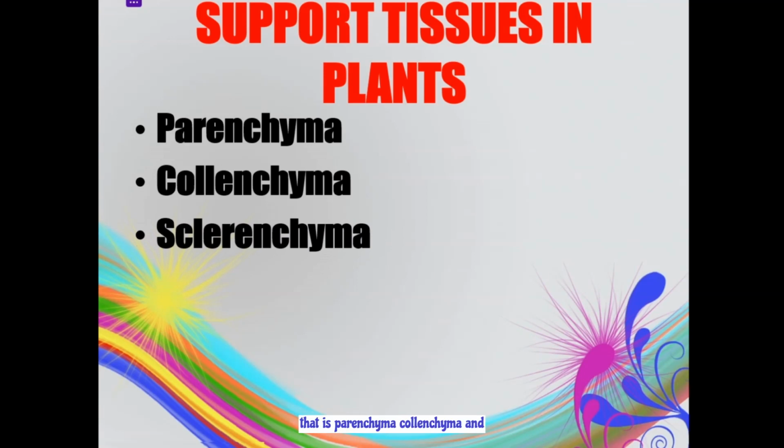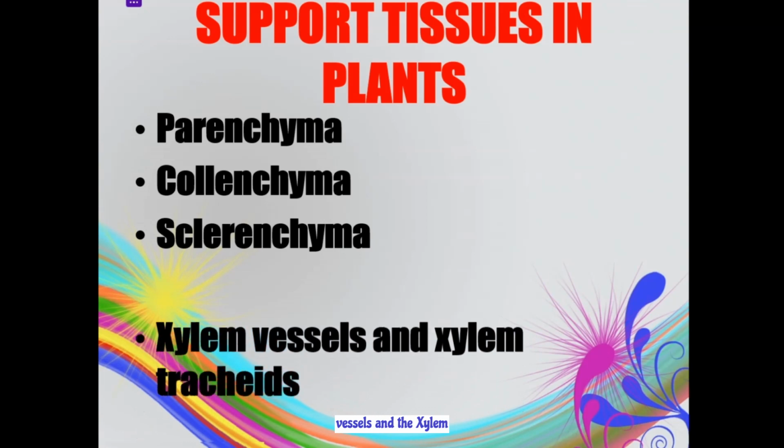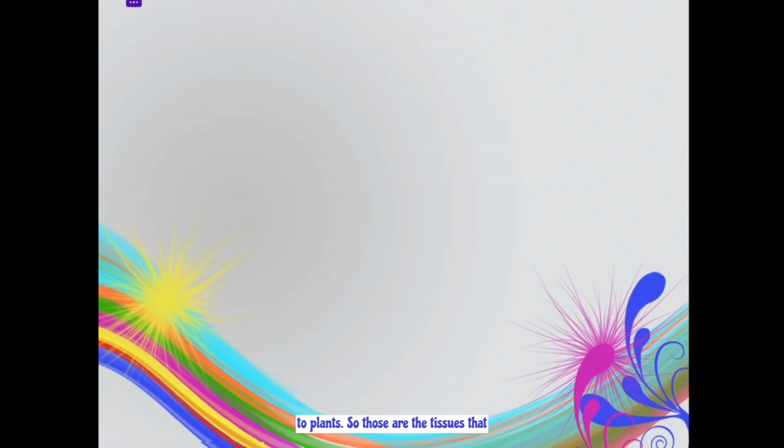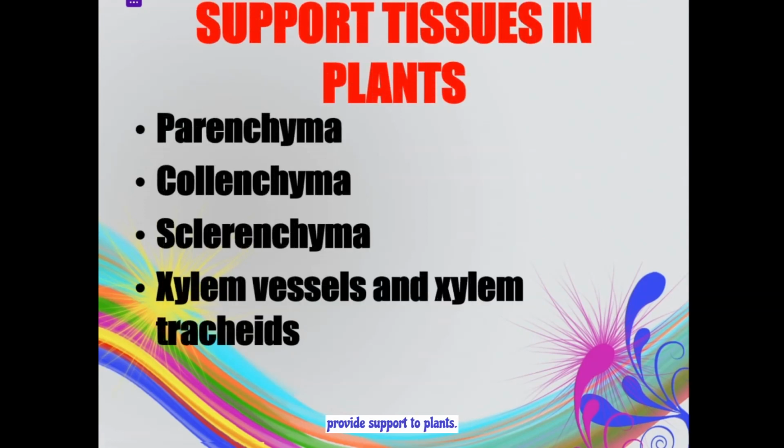The three tissues, that is parenchyma, collenchyma and sclerenchyma, are found within the cortex of the stem of plants. They are found within that region of the stem called the cortex. The other tissues are the xylem vessels and the xylem tracheids. They also provide support to plants. So those are the tissues that provide support to plants.